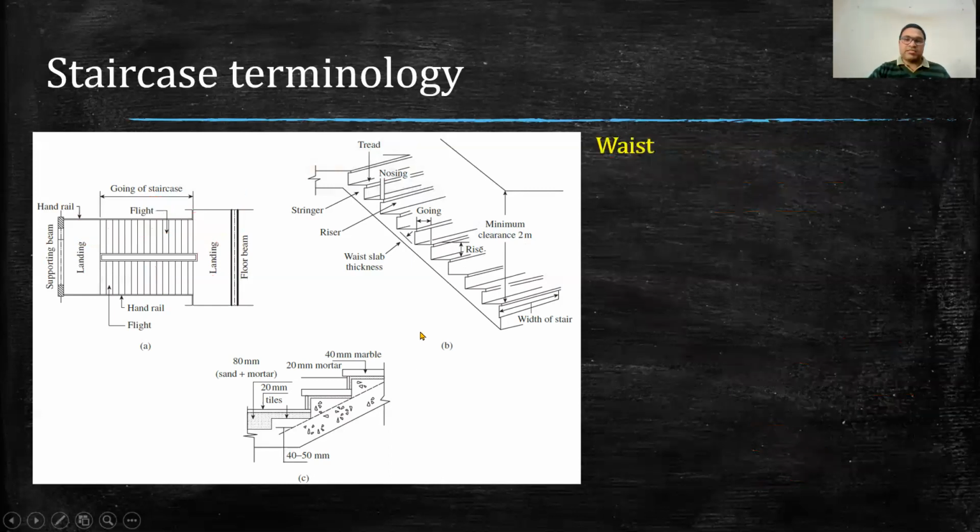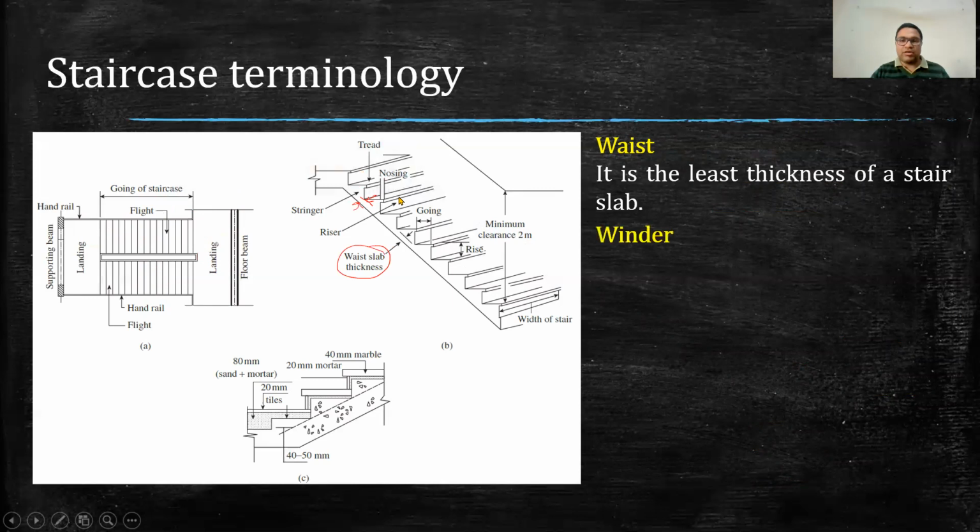Then talking about the next term, that is waist or waist slab. Here you can see the steps are there, and this bottom portion is basically a slab, and this slab is known as the waist slab.